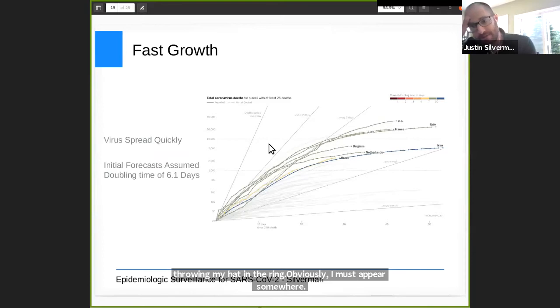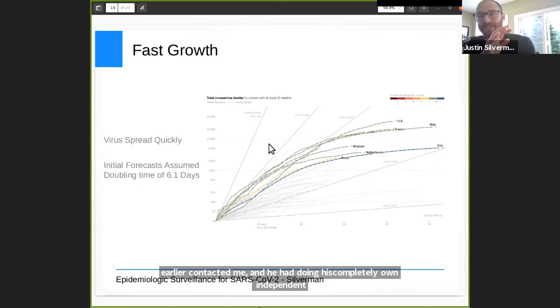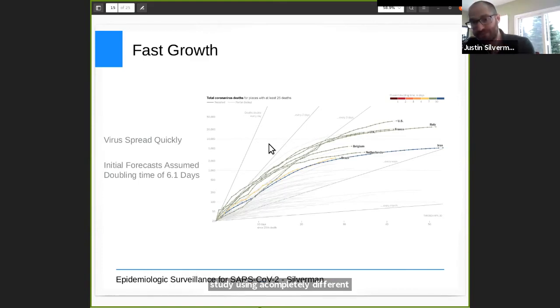Well, that's when that friend I'd mentioned earlier contacted me, and he'd been doing his own completely independent study. And using a completely different approach, he'd come to a nearly identical number. He came to 9.1 million, whereas I came to 8.7. So we compared notes, and this is where I started thinking that maybe there's something to this. I was still quite skeptical, but let me briefly describe his approach.